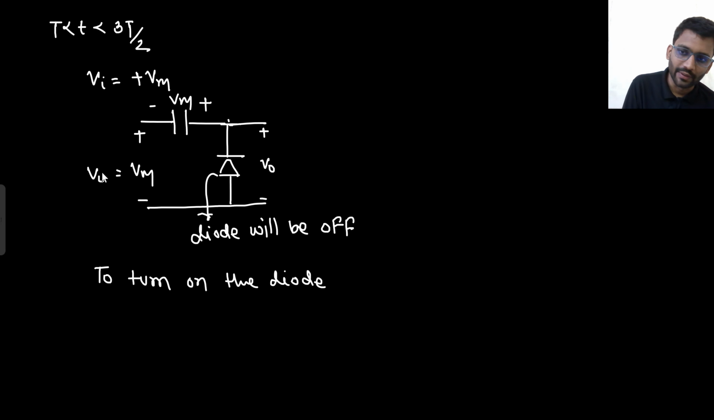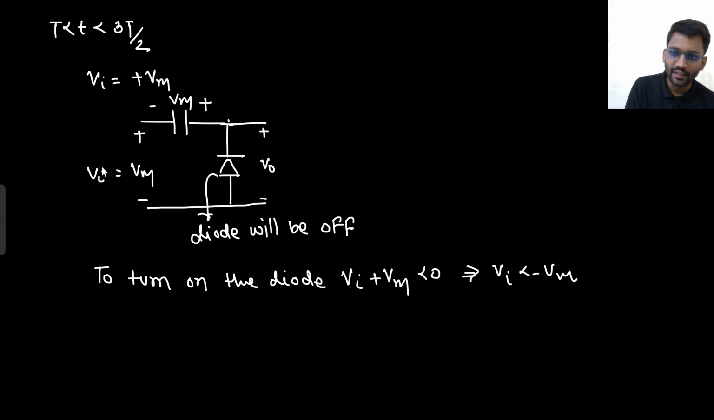This was actually our V in only. So to turn on the diode, what should happen? V in plus Vm should be less than 0. That means your V in should be less than minus Vm. This potential, V in plus Vm, should be less than 0. Then only the diode will turn on.